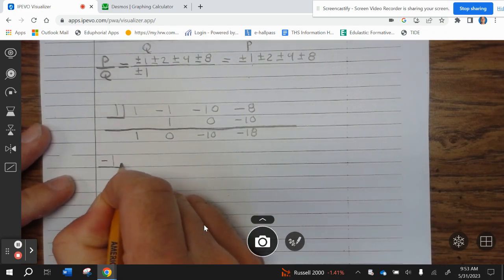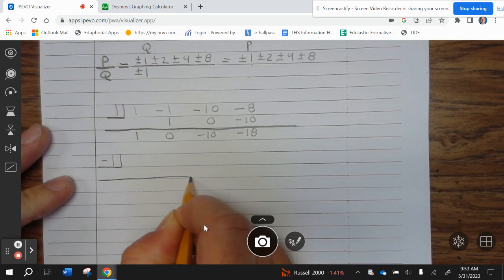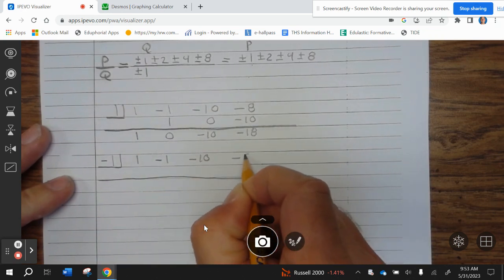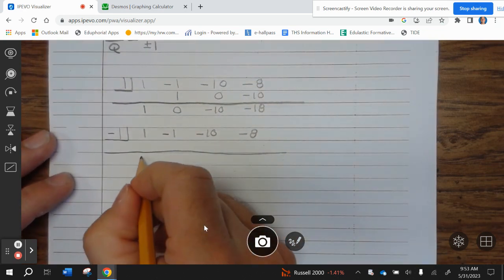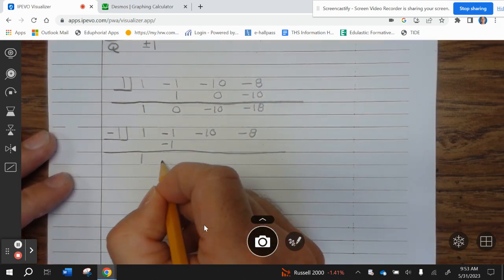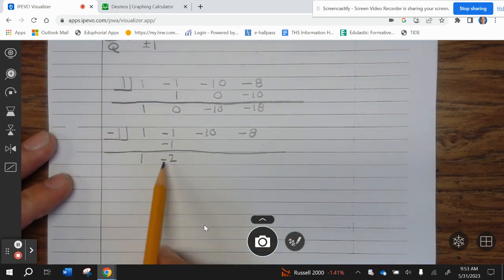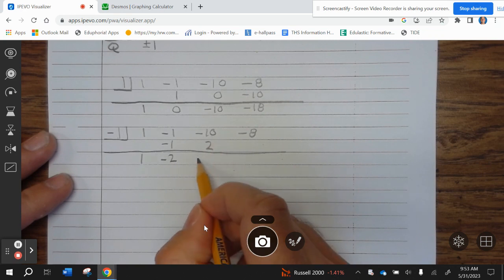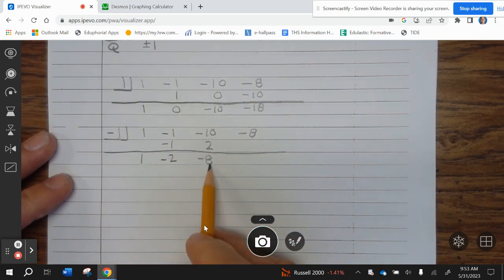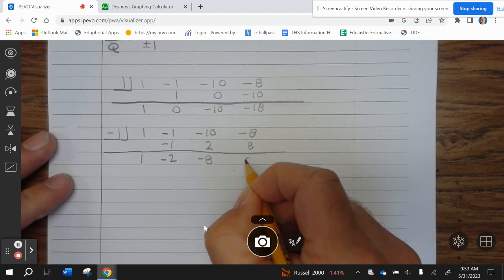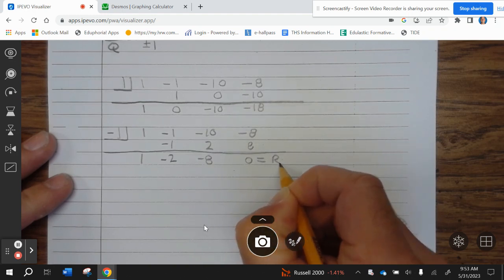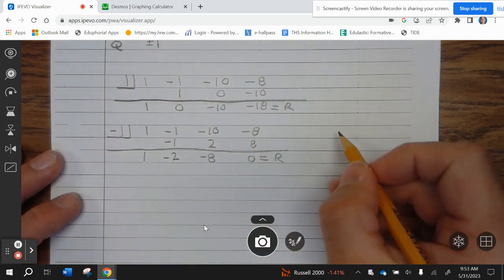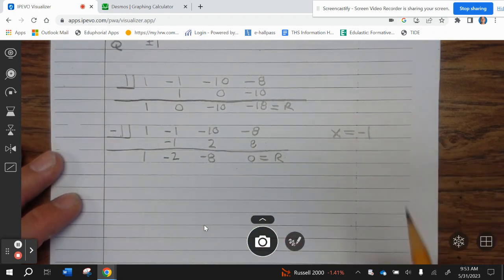So we're going to try now -1. Okay. So we bring down the 1, -1, -10, -8. So bring down the 1. -1 times 1 is -1. This combines to be -2. -1 times -2 is +2. -10 plus 2 is -8. -1 times -8 is a +8. The remainder is 0. So that means -1 is a factor. So we now know that x equals -1 is one of the zeros.